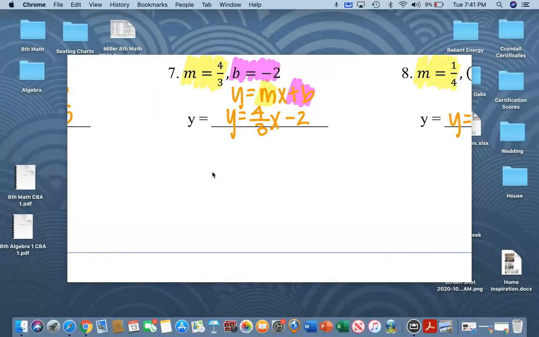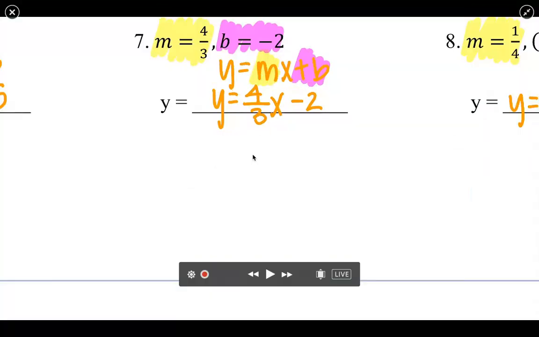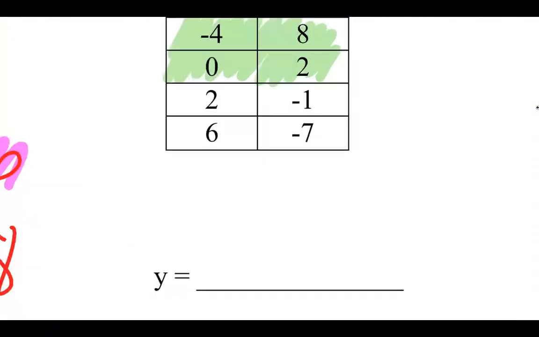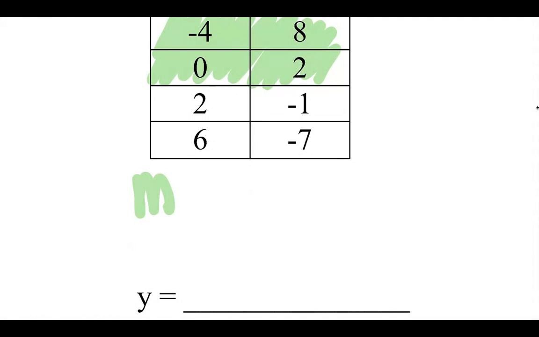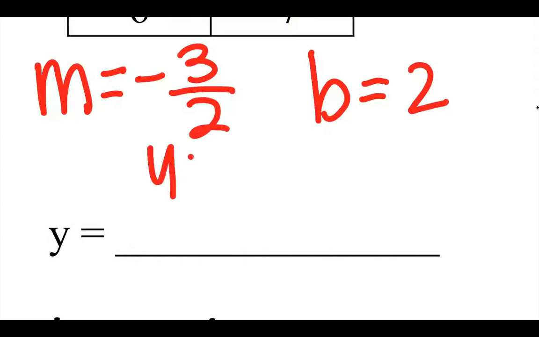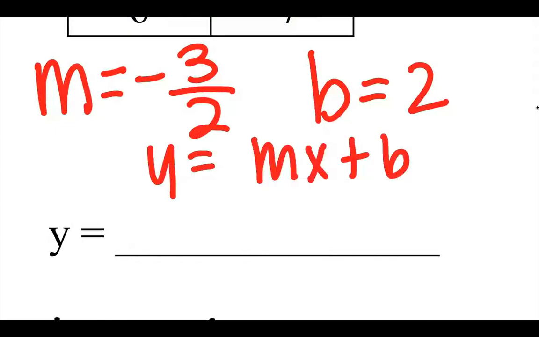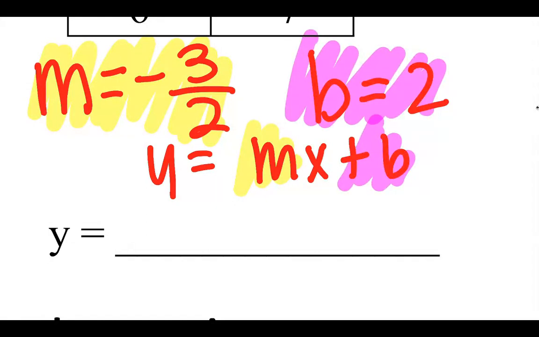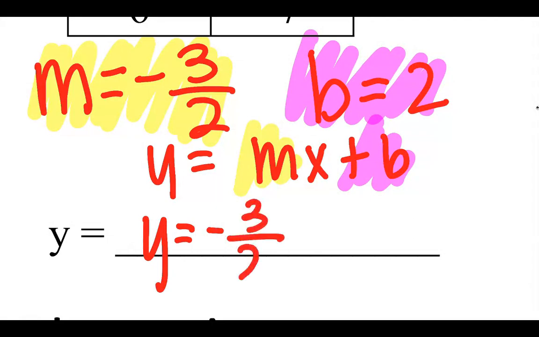So if I'm given m equals -3/2 and b equals 2, I'm filling it into y equals mx plus b. Everywhere I see an m, I'm plugging in -3/2. Everywhere I see a b, I'm plugging in 2. So I should have y equals -3/2 x plus 2.